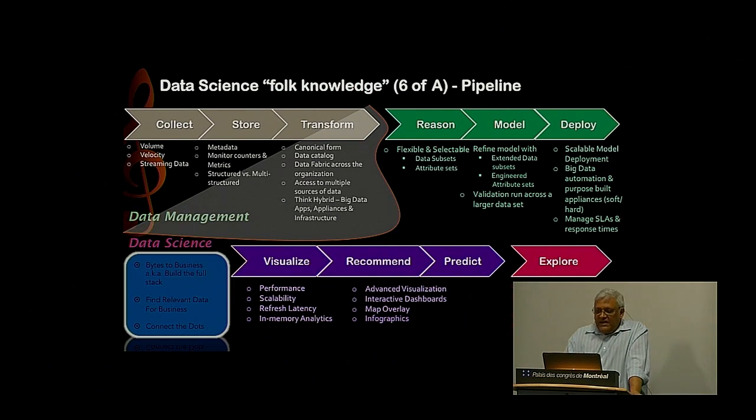This is interesting when you think about data science and predictions, and this is the pipeline, right? You collect, store, and transform. That is the data management part. Even though in Kaggle you get everything in one place, usually you collect information from multiple sources, you store them, you transform them, then you have the reason and model. Then there is also visualize, recommend, predict. There are multiple areas. And then explore, that is where you look at data for more interesting things.